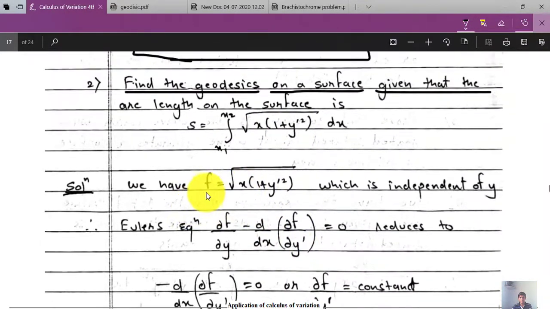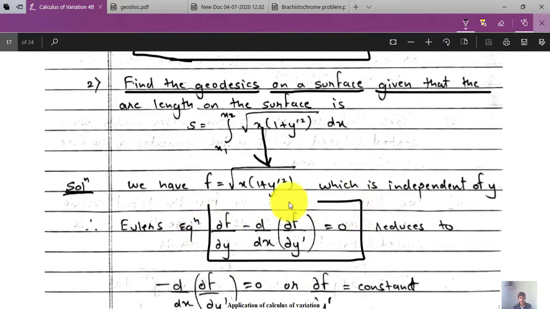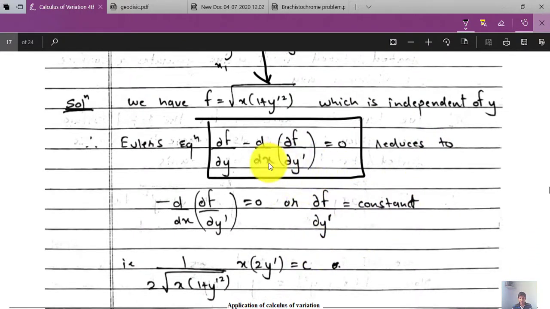Now this f is a function which is expressed in this particular form. So f is equal to square root of x into 1 plus y prime square, which is independent of y. So definitely dou f by dou y is equal to 0. So let me consider this Euler's equation and reduce it to that, and this particular equation reduces to d by dx of dou f by dou y prime equal to 0, or dou f by dou y prime is equal to constant.